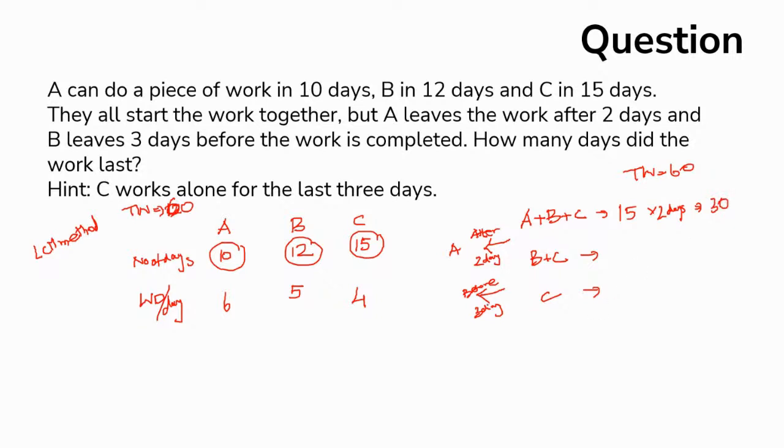And they were saying that B leaves 3 days before the end. So C alone is working for the last 3 days. C completes 4 pieces per day, so for the last 3 days it is 4 into 3, 12 pieces he should have completed. I don't know for how many days A, B, and C would have worked. So if this value is also added, this should be equivalent to 60.